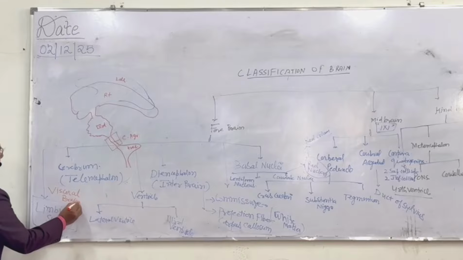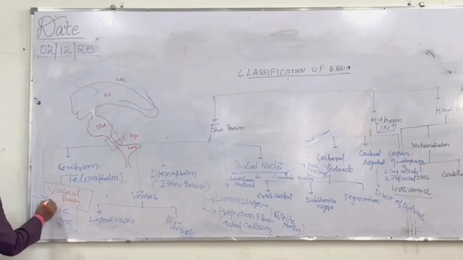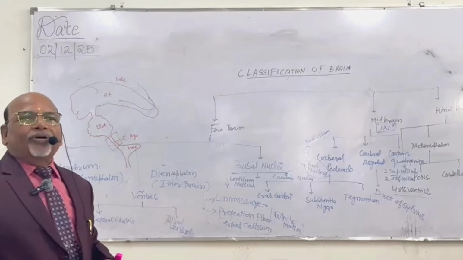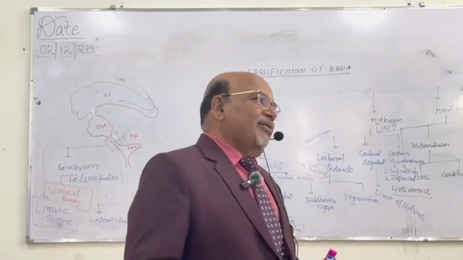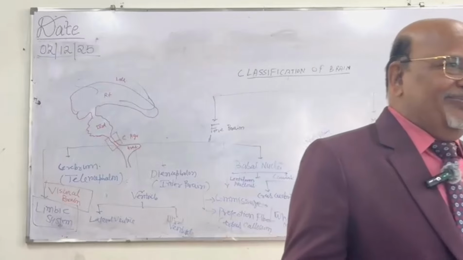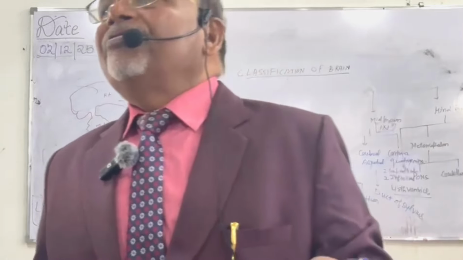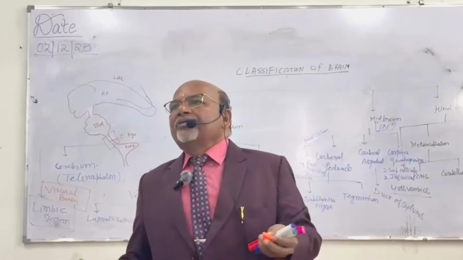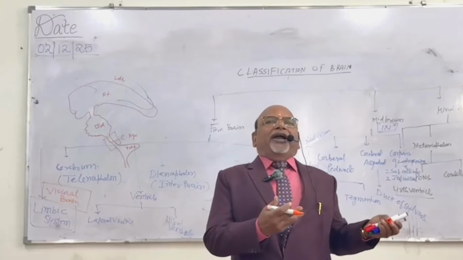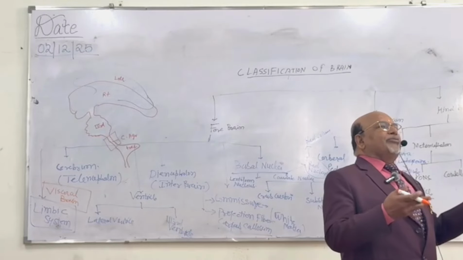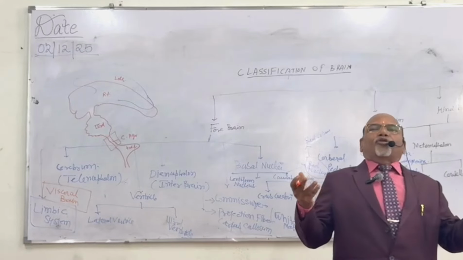Another brain I told you about is the visceral brain. The limbic system is also called which brain? Visceral, related to the viscera. Just imagine it. When you are feeling stress, the flow of adrenaline and noradrenaline is increased by the chromaffin system, and it will injure your organs.